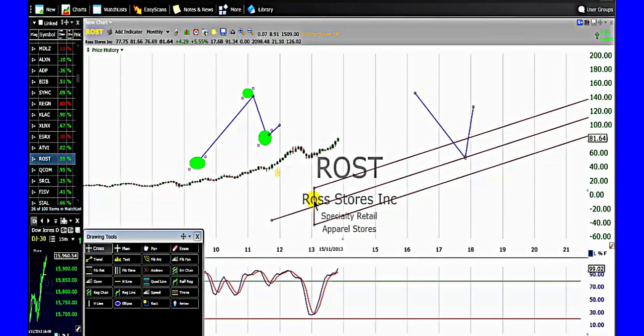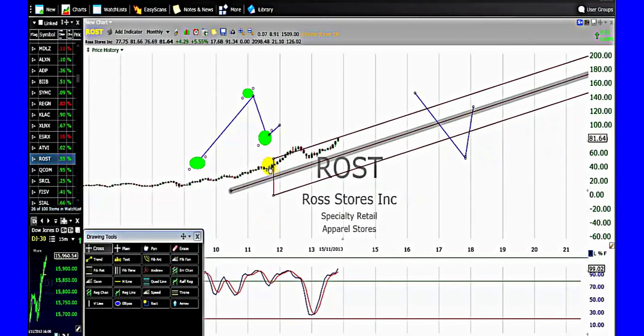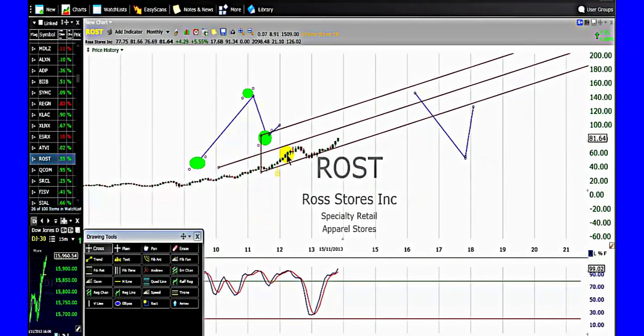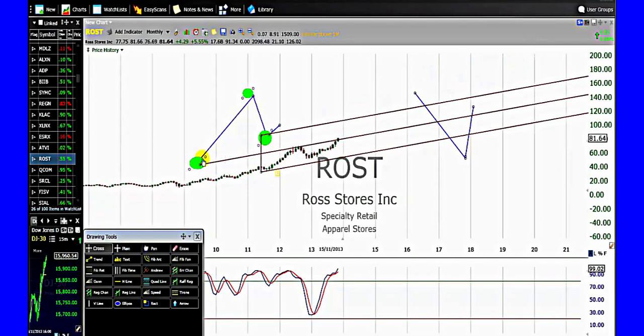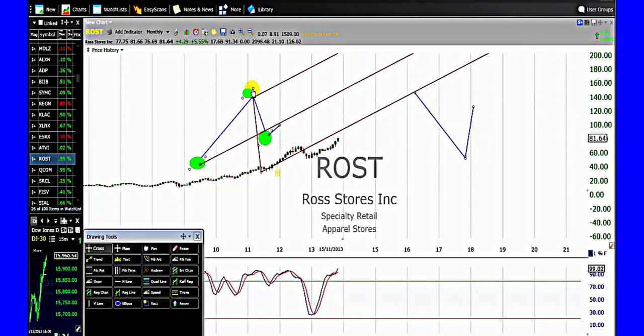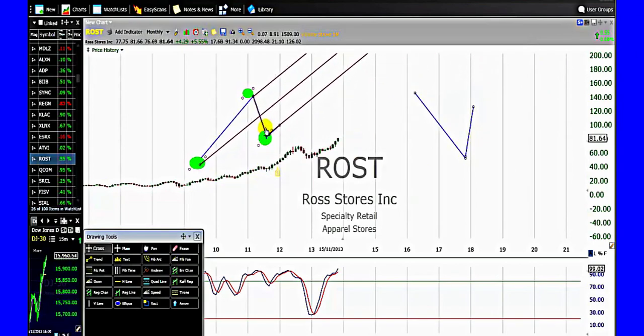Then we will pull out our Pitchfork tool like this one here. And then we will put the middle line to the starting point right here. The middle line of the Pitchfork tool, we put it to the starting point. The other end, we put it to this point B. And the third point, we put it here. That's how we use the Pitchfork tool.